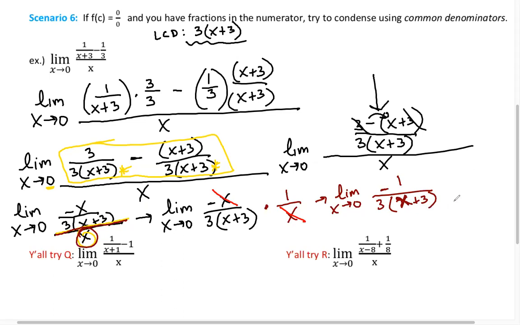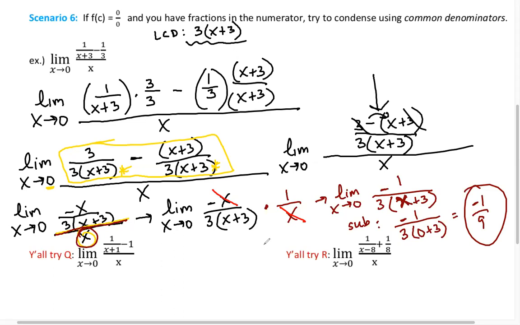So at this point, now what happens if we try direct substitution? If we sub in 0 for x, we have negative 1 over 3 times 0 plus 3. So we have negative 1 over 0 plus 3 is 3. 3 times 3 is 9. So our limit is negative 1/9. All right, so that's quite a bit of algebra. Using this common denominator method, we have a limit of negative 1/9.